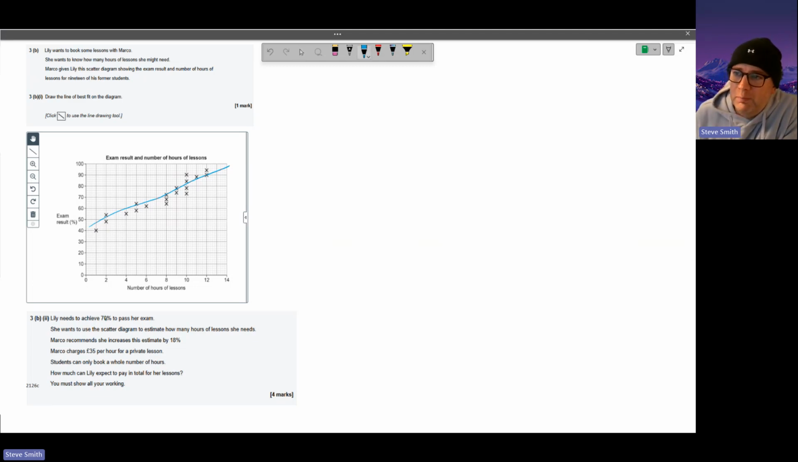and look at the 70% and then go down to see how many hours, 1 mark. Then we've got to add the 18%, 2 marks. So then we'll have a total number of hours. Then we'll charge it by £35 an hour, 3 marks. Round it up to the whole number, and then times it by 35.